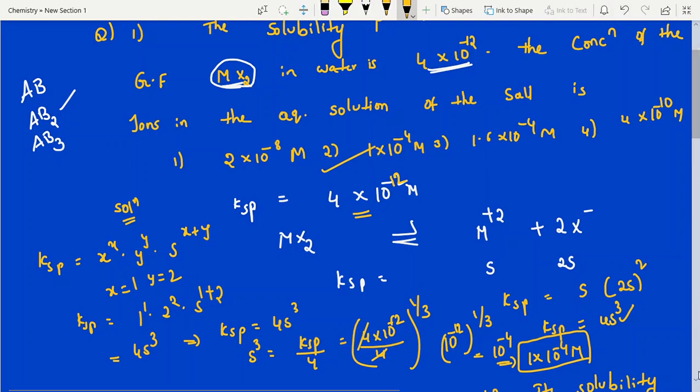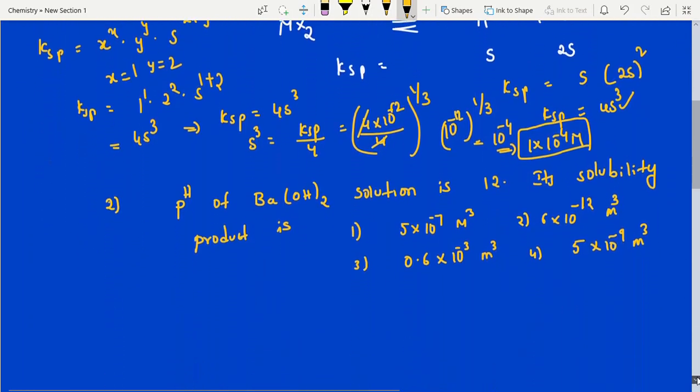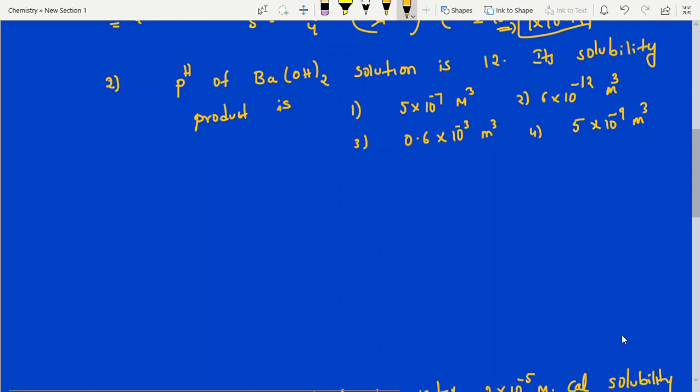Now model 2. Model 2 is a little confusing question, so I'll explain a little slowly, students. The pH of barium hydroxide solution is 12. Okay, it's a solubility product question. They're asking for the solubility product, Ksp. But how do we solve this type of question? Ksp, how?